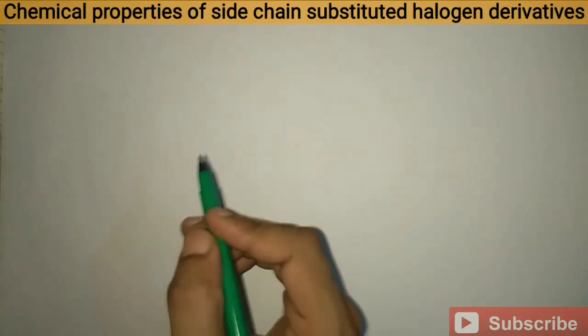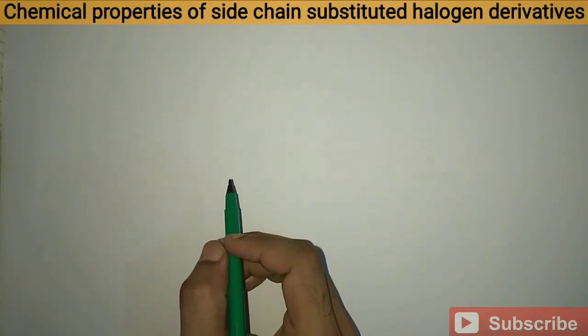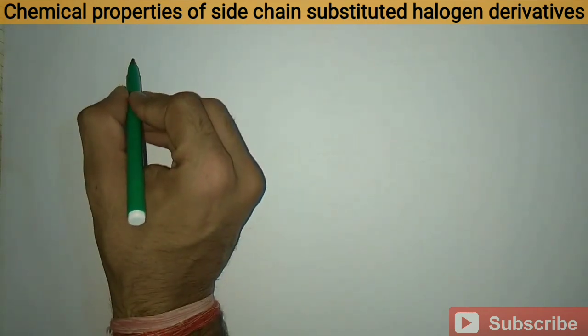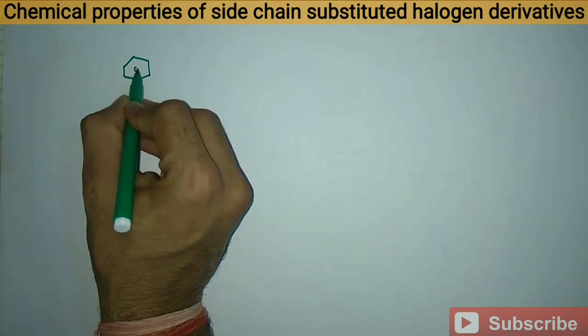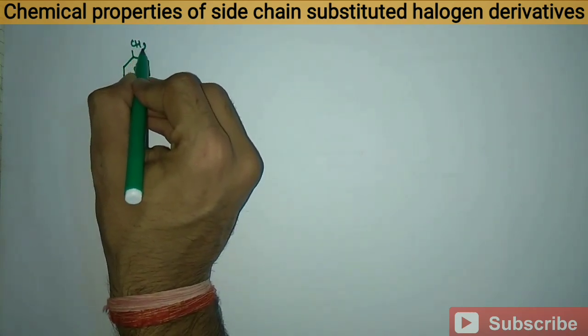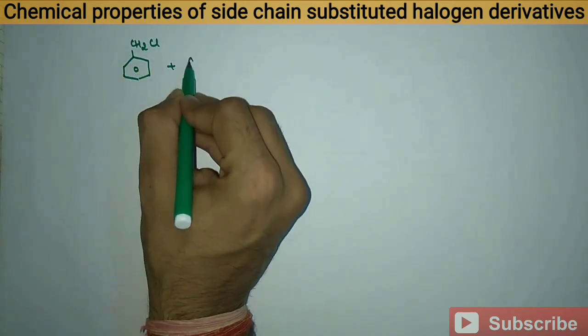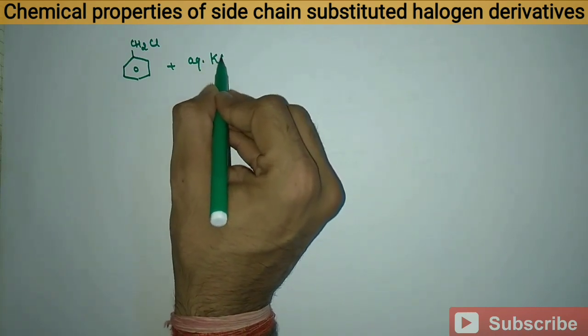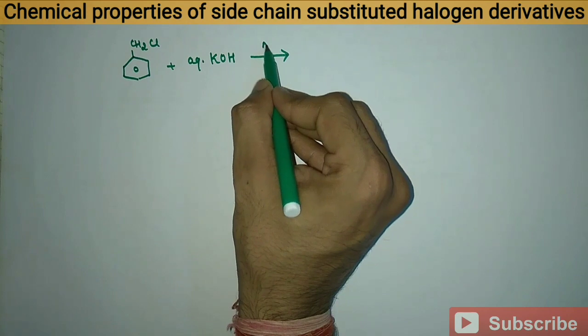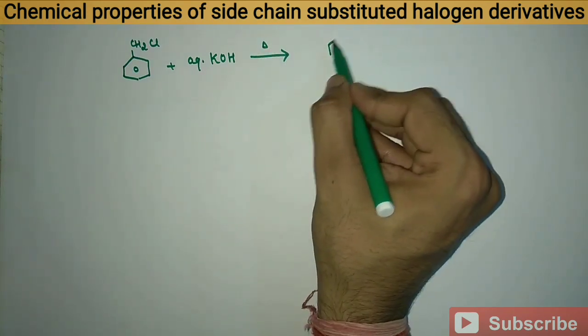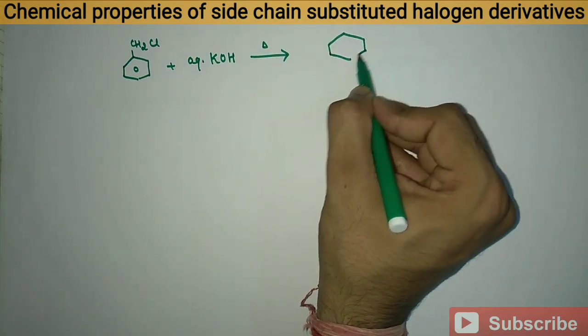Now, let's see the chemical properties of side chain substituted halogen derivative. So this is our benzyl chloride, CH2Cl. So what happened when it reacts with the aqueous solution of KOH? It will form the benzyl alcohol.